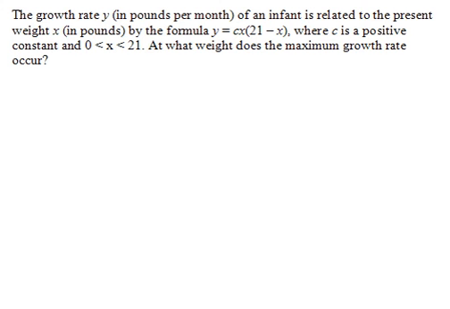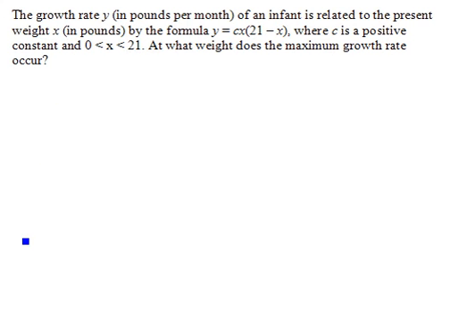The growth rate y in pounds per month of an infant is related to the present weight x in pounds by the formula y equals cx times 21 minus x, where c is a positive constant and 0 is less than x is less than 21. At what weight does the maximum growth rate occur?